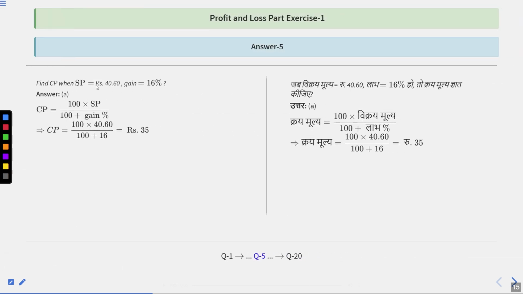The question says that SP is 40.60 and gain is 16%. So the formula of CP is 100 multiplying by SP upon 100 plus gain percent. So just put the values in this formula: 100 multiplying by 40.60 upon 100 plus 16, which becomes 35. So A is the correct answer.